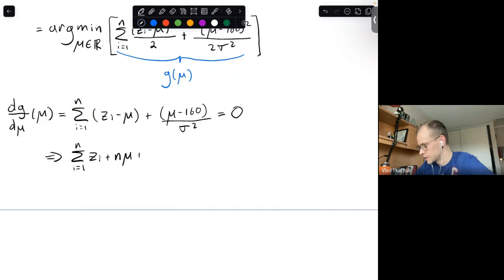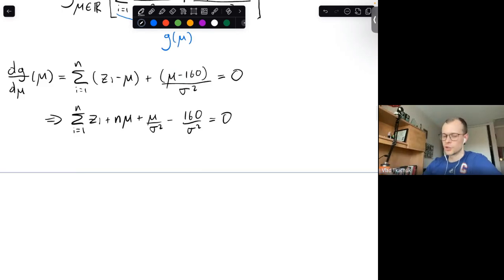And then we expand the next term as well, and this becomes mu over sigma squared minus 160 over sigma squared. Okay, and we want this to equal 0. Now we can move terms from left to right, and oh, there's one thing, which is this should be a minus. Okay. And now we just move things left to right.